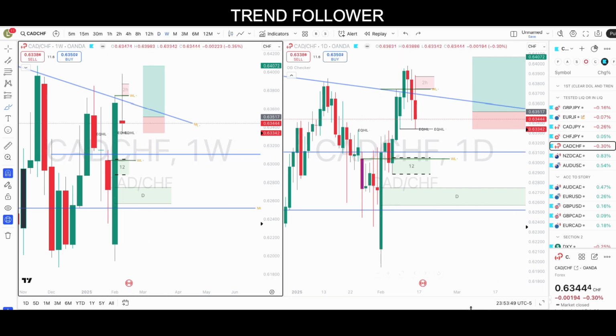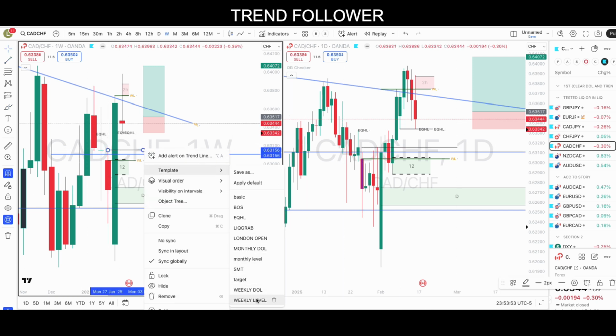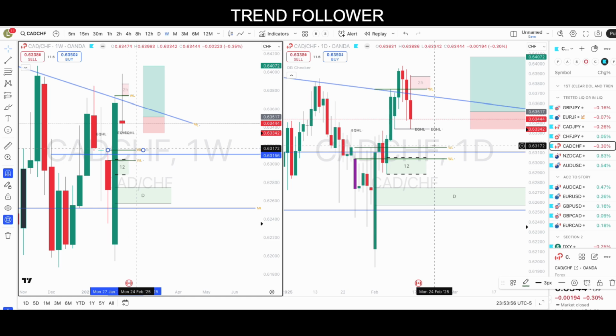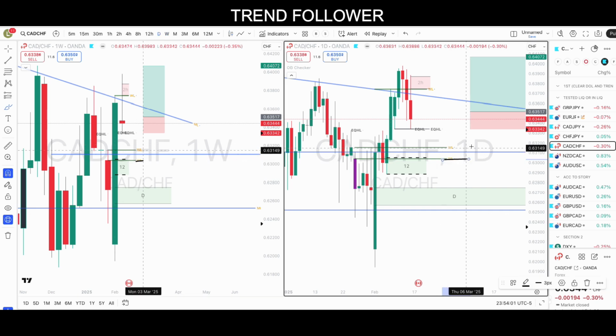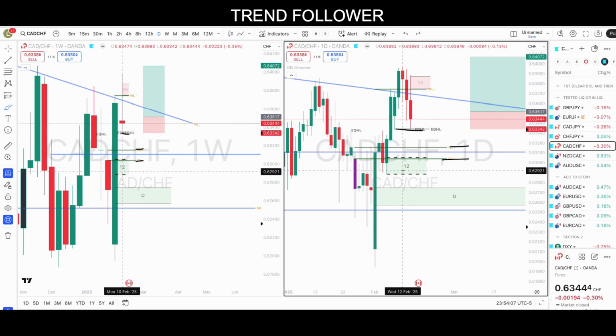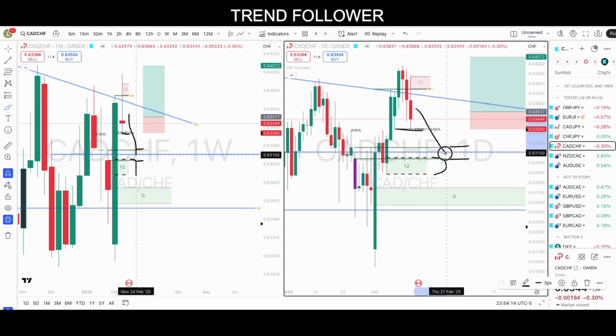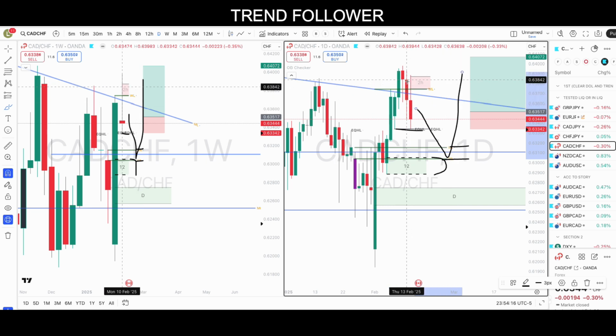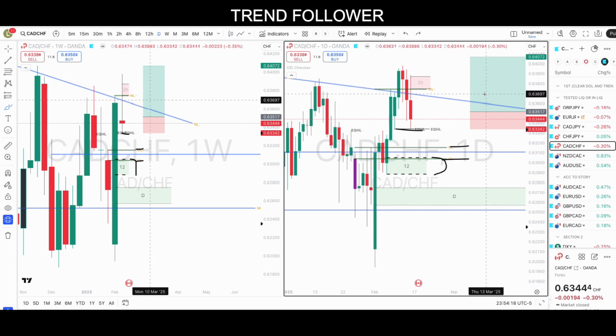So this is the weekly. Let me just share this weekly level. Yeah. So this is the weekly line, right? And this is the second weekly line here. Let me mark this, right? So and there are equal highs. So if we see this movement, I would like to see CAD CHF come in this area, right? And then I would like to long it, targeting at least till this area, right?